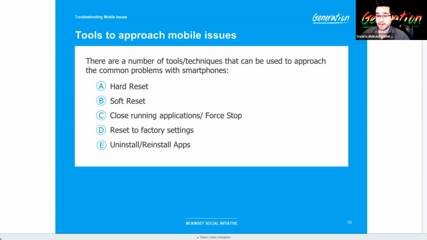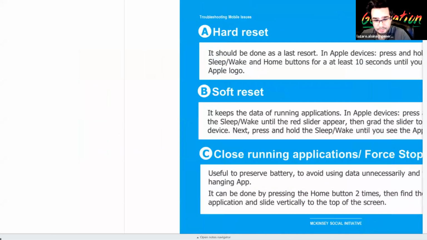Let's say everything went bad. You've got no choice but to reset it back to how it was when you first got the phone. And then E is how to uninstall or reinstall apps. As for the mobile market, usually the easiest way to fix an app that's not working correctly is to uninstall it and then reinstall it. So let's get into the details now and just jump into it.